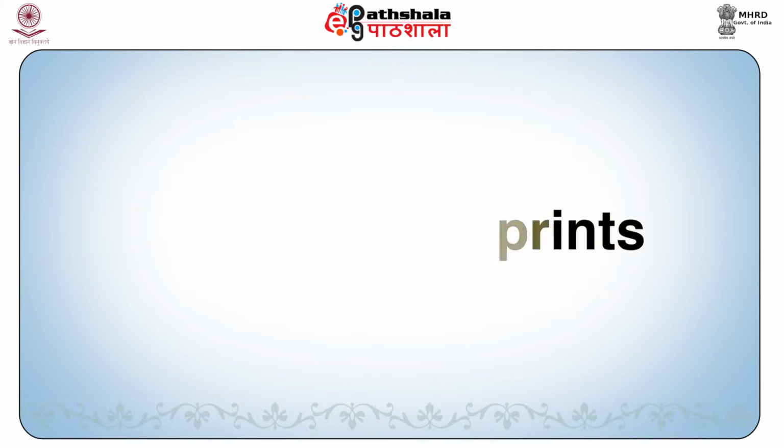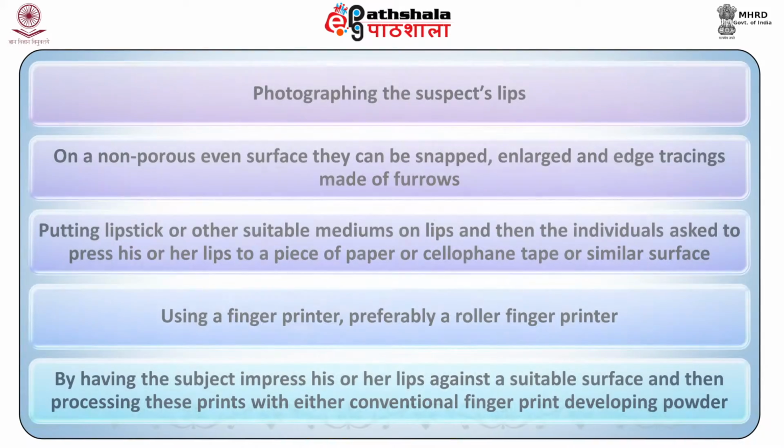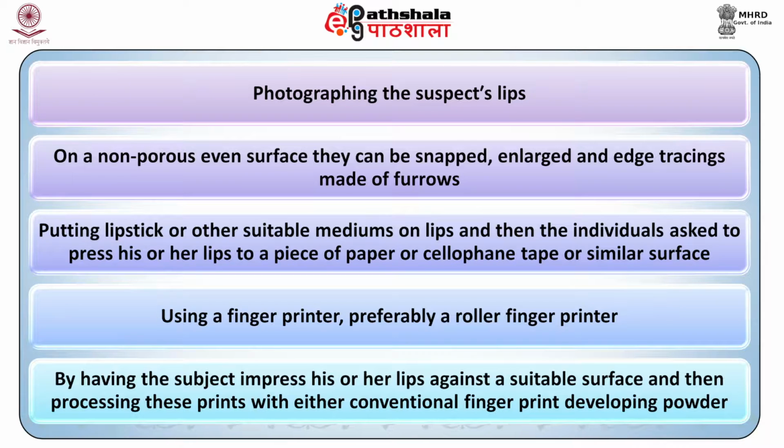Now let us see recording the lip prints. Lip prints can be recorded in a number of ways, like photographing the suspect's lip on a non-porous surface like a mirror. They can be snapped, enlarged and edges traced along the furrows. Putting lipstick or another suitable medium on the lips and then the individual is asked to press his or her lips to a piece of paper or a cellophane tube or similar surface. Using a fingerprinter, preferably a roller fingerprinter.